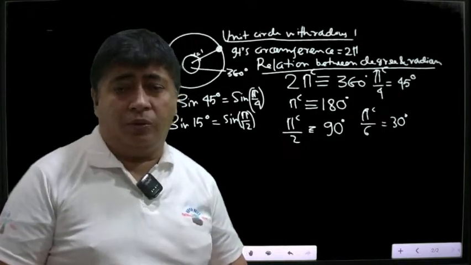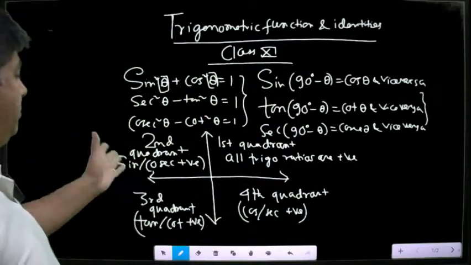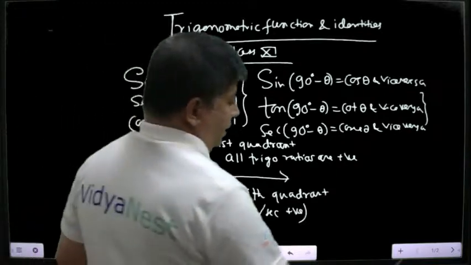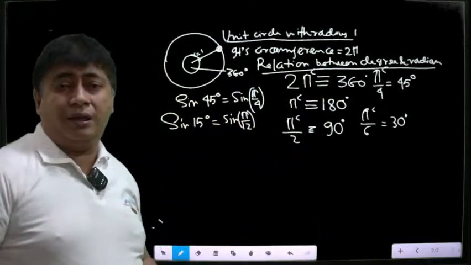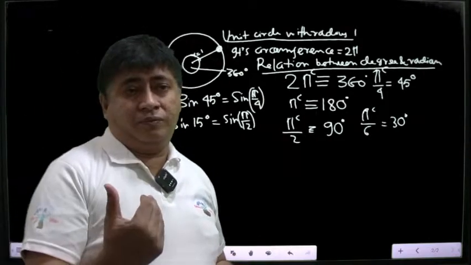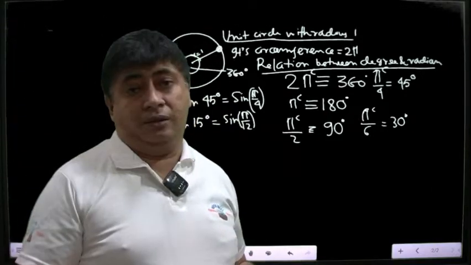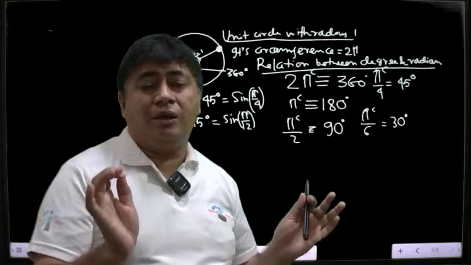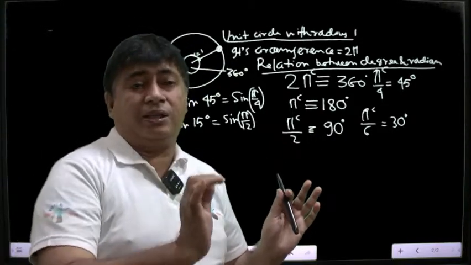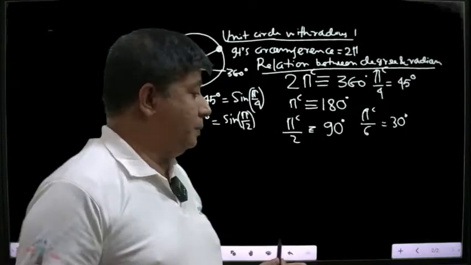Once you come to know the sign of trigonometrical ratios in different quadrants, in class 11 you will be taught how to find any trigonometrical ratio of any angle. Up to class 10 your knowledge was confined to the first quadrant, acute angles, or maximum 90 degrees. But right now the angle can rotate through any quadrant.